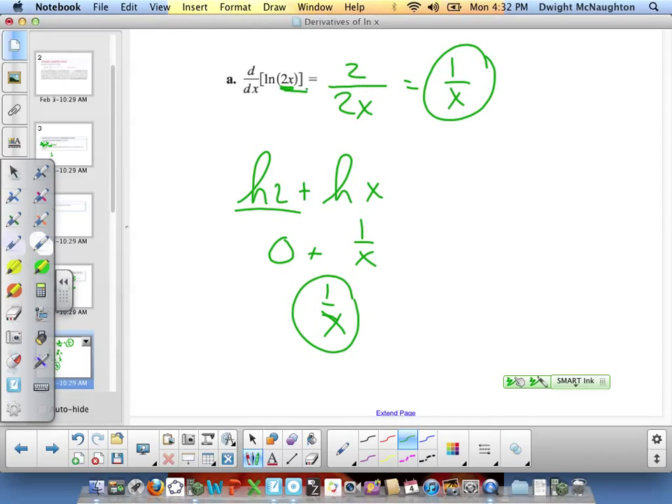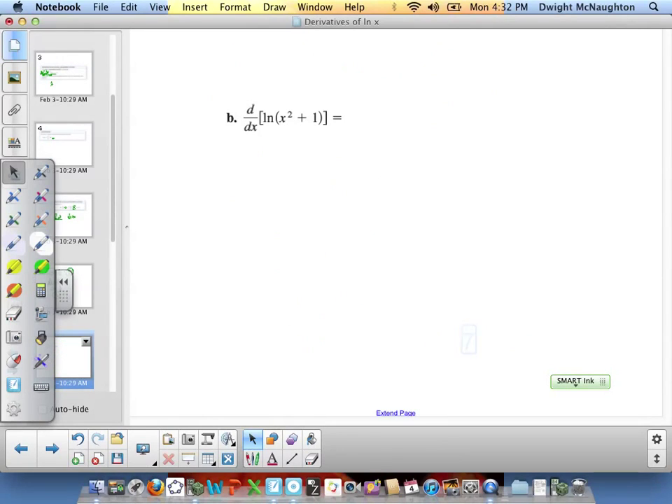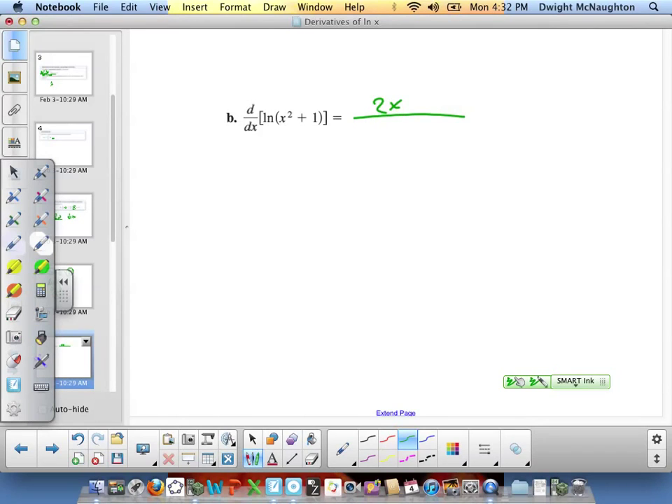In this case, expanding it using the log properties didn't make it any easier. A lot of times, though, you're going to come across a problem where expanding it is going to make it a whole heck of a lot easier. In this case, if we look at it, x squared plus 1, we can expand when there's multiplication or division in there. We have addition, so we can't expand this, so we'll just take it as it is. The derivative of what's inside is 2x over what's inside, x squared plus 1.